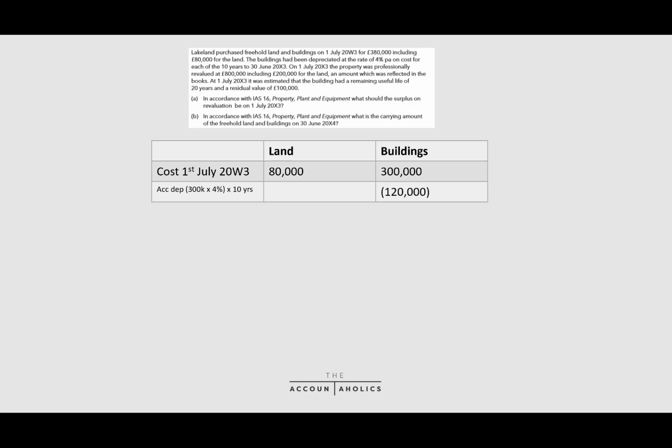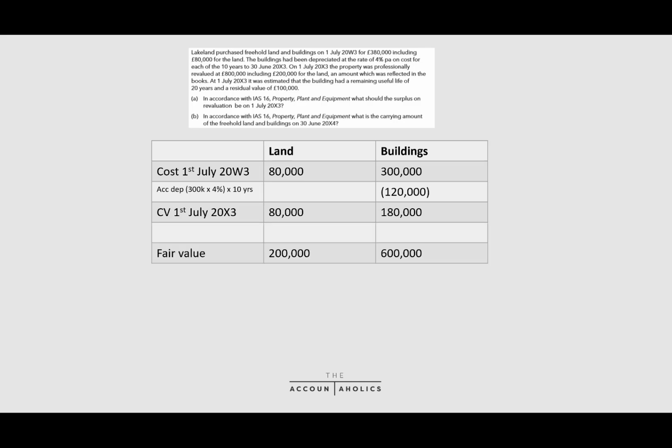We only depreciate the buildings, and the depreciation charge is going to be based on that 4% accumulated for 10 years. That gives us 120,000. This means the carrying value at 1st of July 20x3, the beginning of our current year, is going to amount to 80,000 for land, 180,000 for buildings.